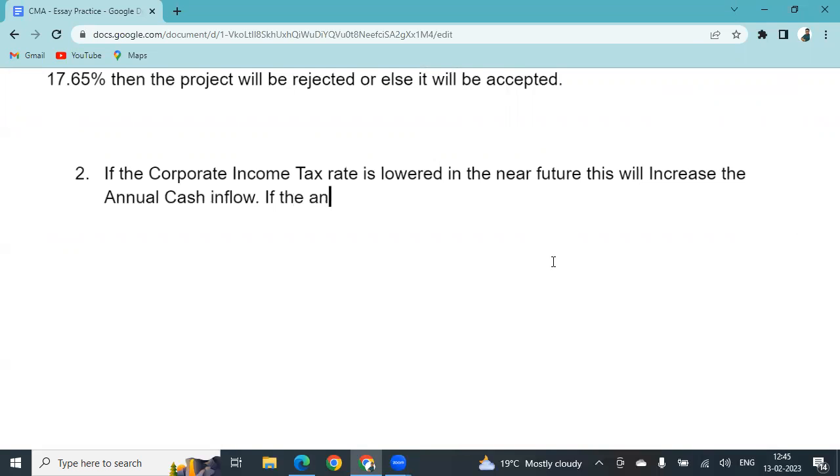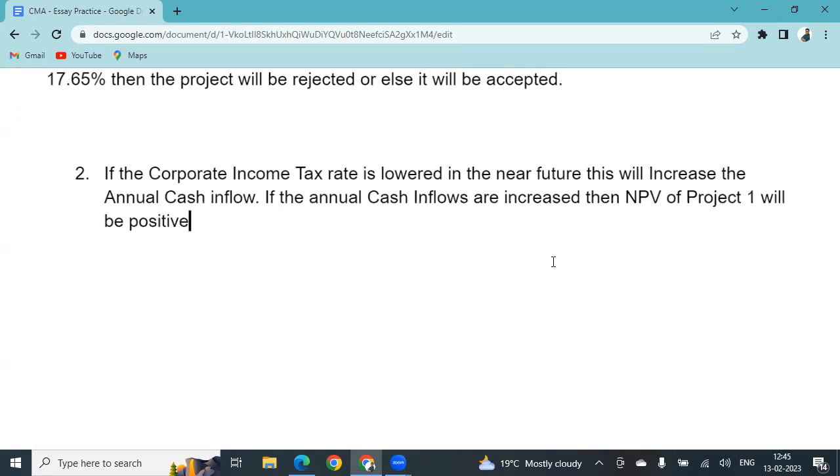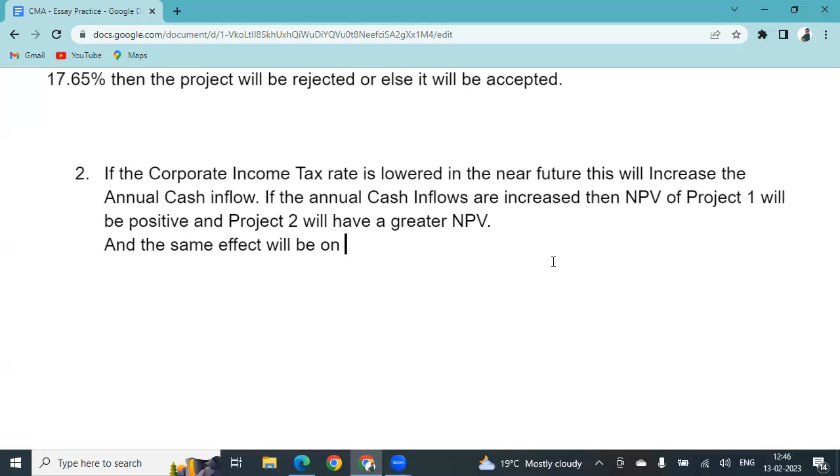If the annual cash inflows are increased, then NPV of project 1 will be positive and project 2 will have a greater NPV. And the same effect will be on IRR as the cash flows are increasing.